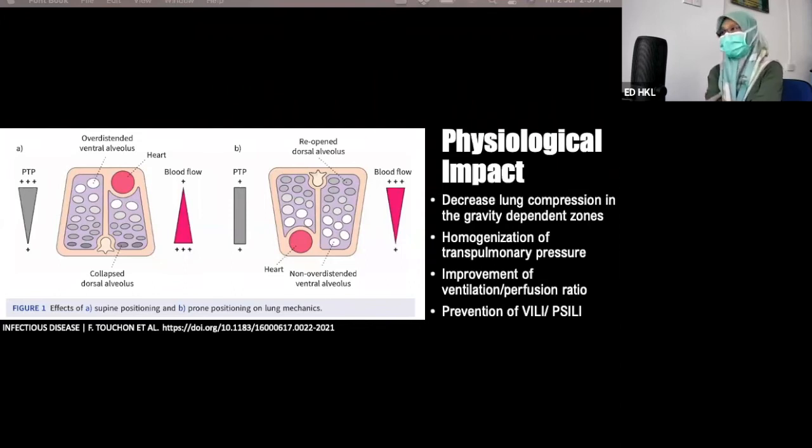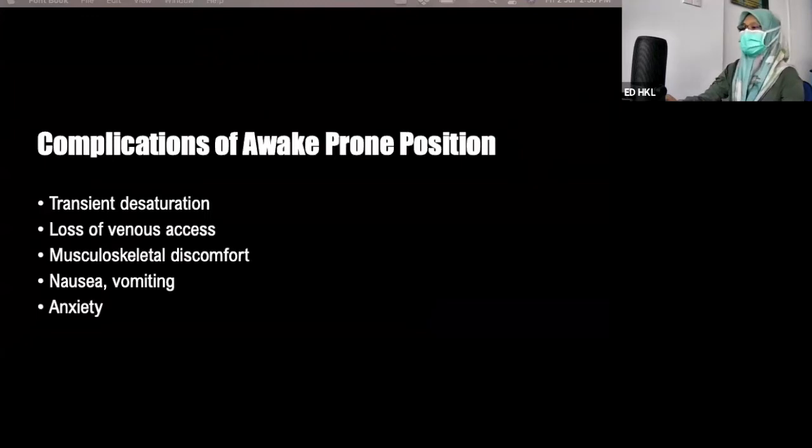But perfusion, if you think that perfusion is better at the basis or gravity dependent area, it is not actually. Perfusion stays at the dorsal part. Even though we prone the patient, perfusion is still better at the top, the side we prone to. So with the opening up of the alveoli because of the release of compression, and perfusion maintained there, it reduces the VQ mismatch actually. Those are the impacts of proning.